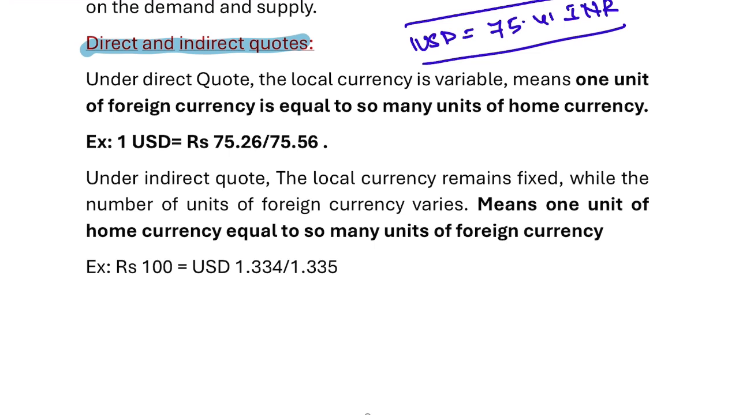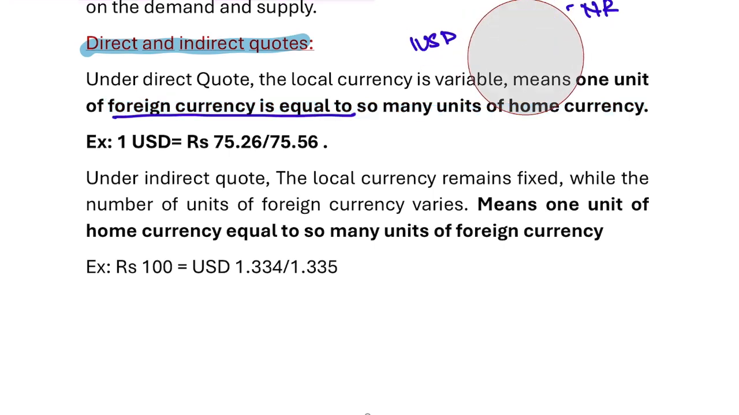What is a direct quote? In the direct quote, the foreign currency is stable. Foreign currency is stable, home currency varies. It means one foreign currency is equal to how many units of home currency. One foreign currency equal to so many units of home currency is called a direct quote. Like this example: 1 US dollar is equal to 75.41 INR. It may vary. Tomorrow it may be 1 US dollar is equal to 76.42 INR. Day after tomorrow it may vary again.